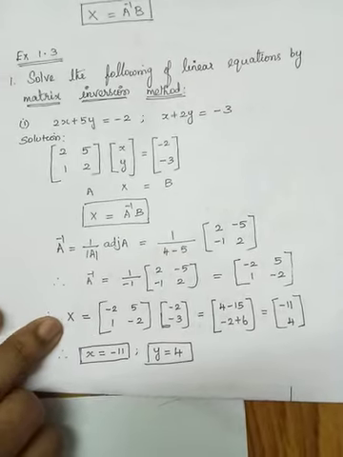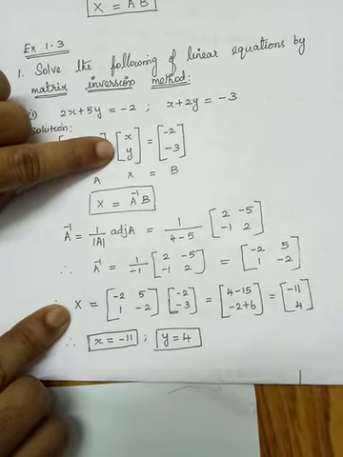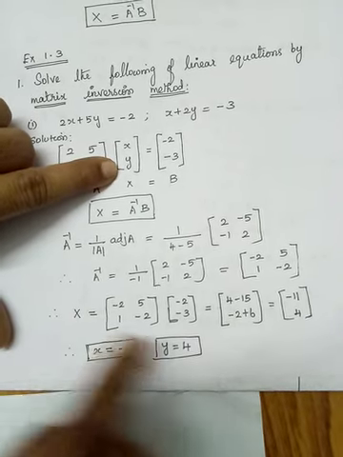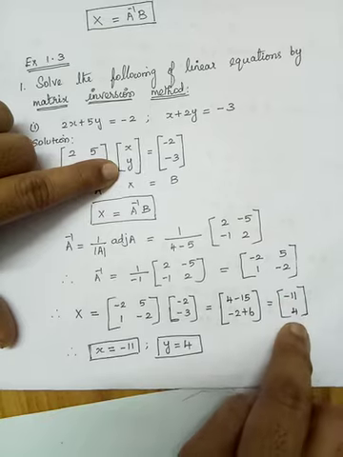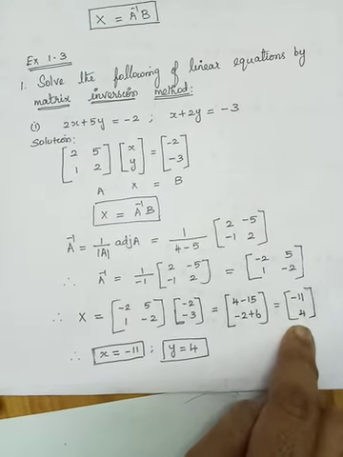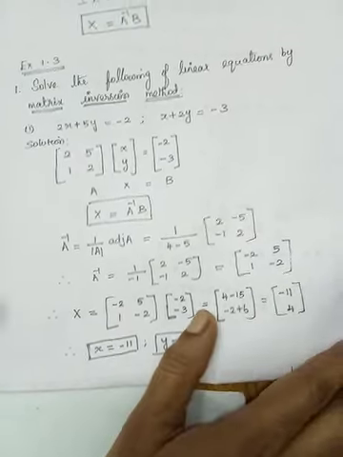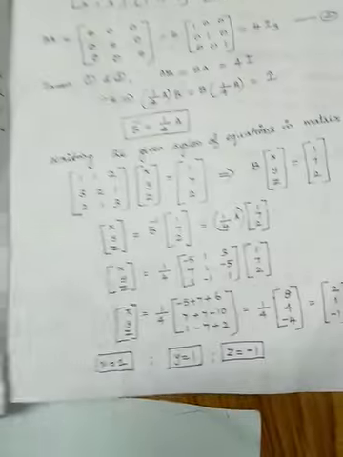So what is X? X is a matrix having the elements x and y. Here you have -11 and 4. So x is equal to -11 and y is equal to 4. In this way you have to find the solution.